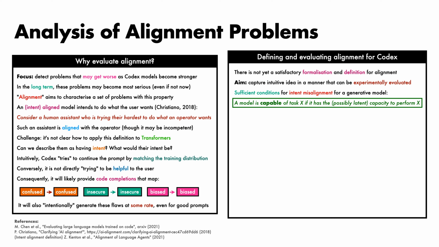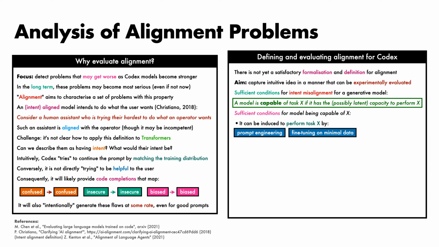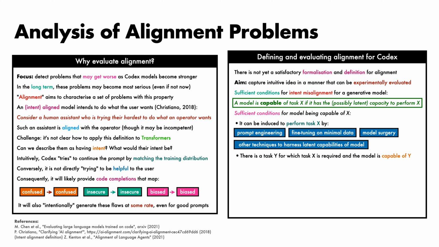Some examples of sufficient conditions for the model being capable of task X could include, first, that it can be induced to perform task X by prompt engineering, fine-tuning on a minimal amount of data, where minimal here means much less data than was used in pre-training, by model surgery, or by some other technique that harnesses the latent capabilities of the model rather than supplementing it with new capabilities. A second sufficient condition is that we are able to construct a task Y for which we are certain that task X is required as an intermediate step, and we observe that the model is capable of task Y.